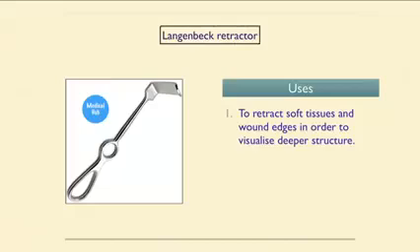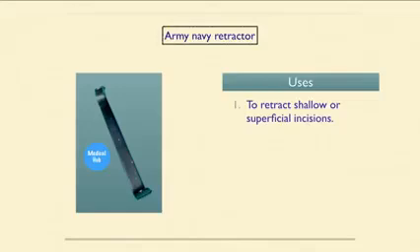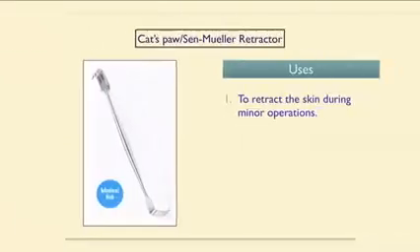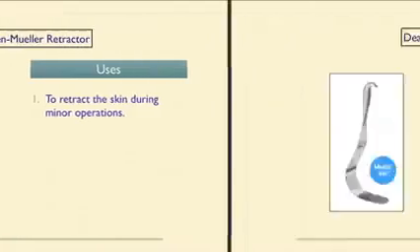So first one is the Langenbeck Retractor. So it is used to retract soft tissues and wound edges in order to visualize deeper structure. Next is Army-Navy Retractor. So it is used to retract shallow or superficial incisions. Next is Czerny Retractor. So it is used superficial retraction of skin during laparotomy. Cat's paw or Mueller Retractor. It is used to retract the skin during minor operations.